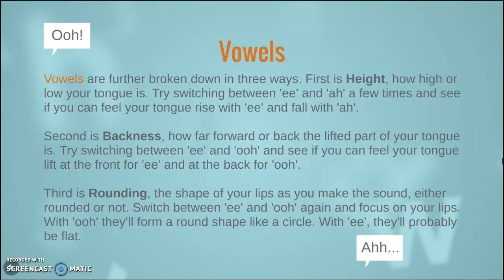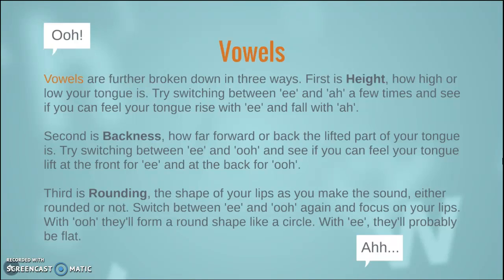Second is backness, how far forward or back the lifted part of your tongue is. Try switching between E and Oo and see if you can feel your tongue lift at the front for E and at the back for Oo. E-oo, e-oo, e-oo. Third is rounding, the shape of your lips as you make the sound, either rounded or not.